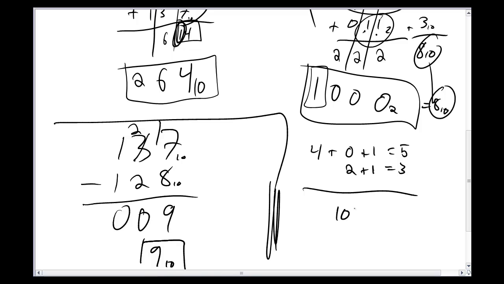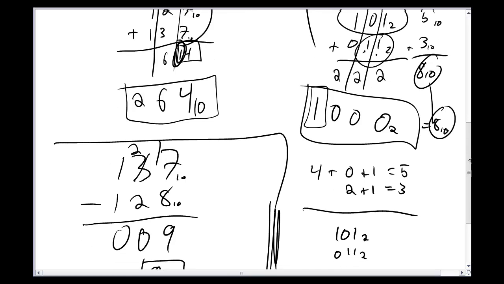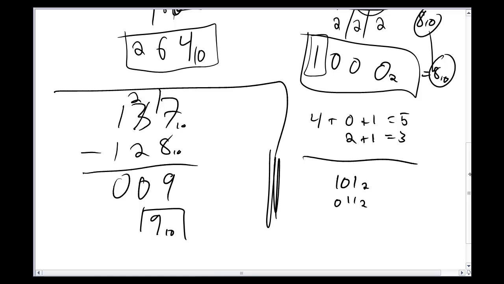If I have 101 base 2, and I've got 011 base 2, well, we already know what I'm expecting to get. This is 5 minus 3, and that's going to leave me with 2. I'm expecting to get the number 2 out of here. But let's see what we get as I go through this. Well, I look over here at 1 minus 1, and that's good. That gets me 0, just like I would expect.